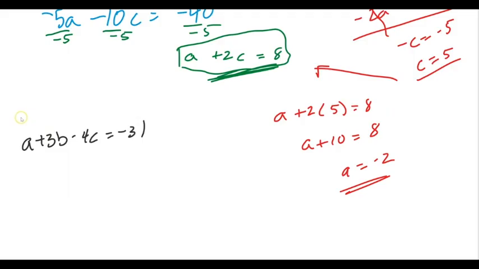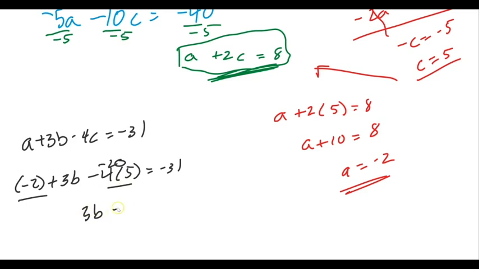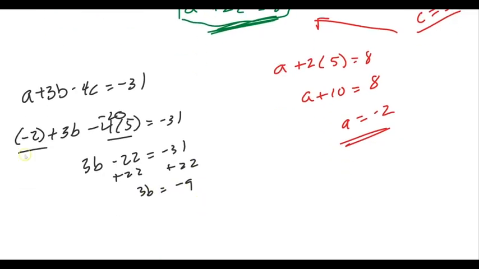Both of those go into here, so sub them in. I get negative 2 plus 3b minus 4 times 5 equals negative 31. This is negative 20. I can add those up. I get 3b minus 22 equals negative 31, plus 22. Your book generally has all these work out nicely, so if you got a bad answer, you probably made a small mistake somewhere. So you didn't make a small mistake. b equals negative 3.